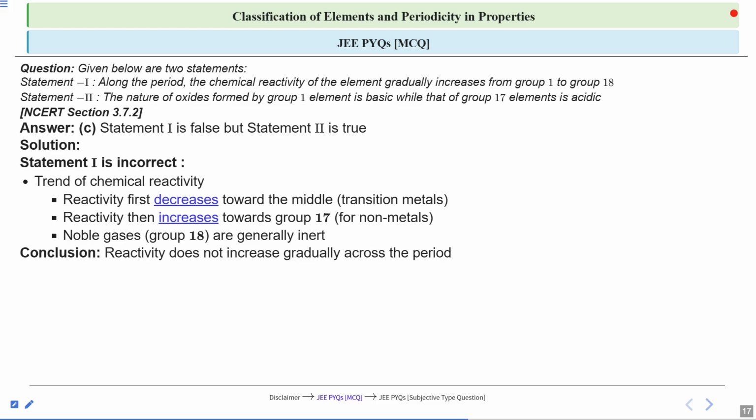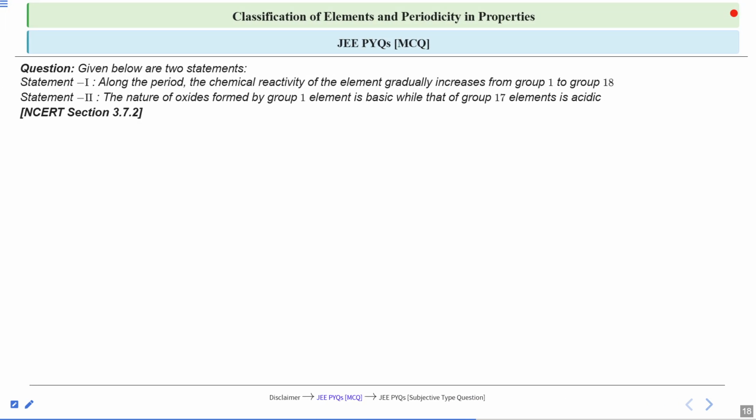Now, we can easily say from these statements that reactivity is not gradually increasing. It is having a non-uniform trend. It is first decreasing, then increasing, and at last it becomes almost zero for the noble gases. Now, we will move on to the next statement, which is statement number 2. What can we say about statement number 2? It is absolutely correct.